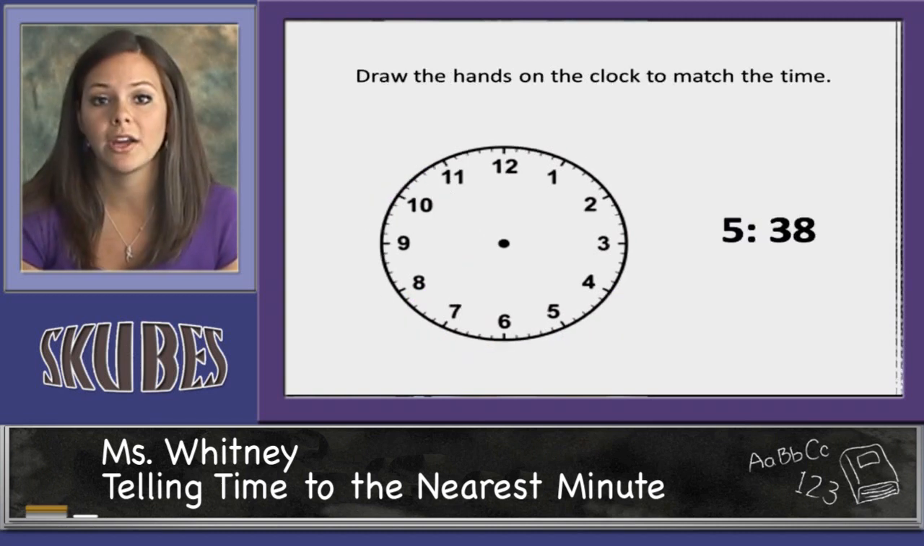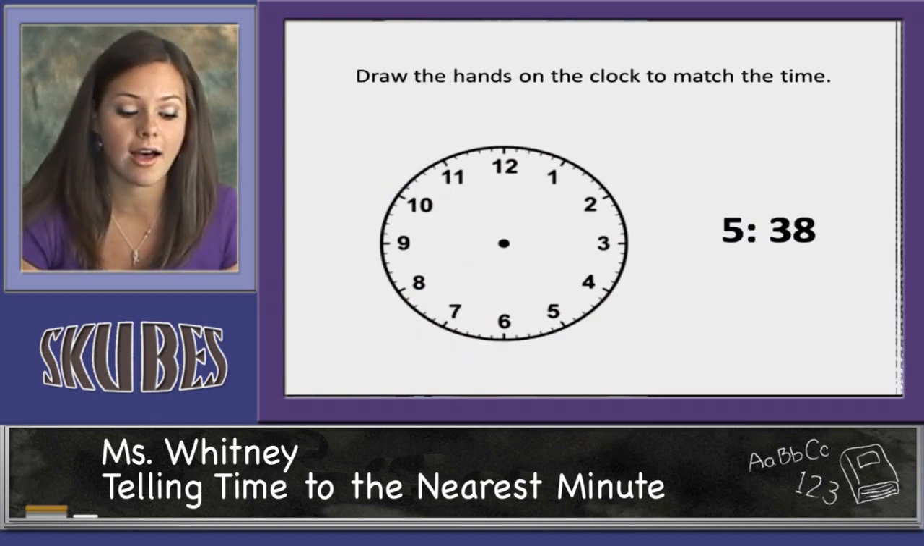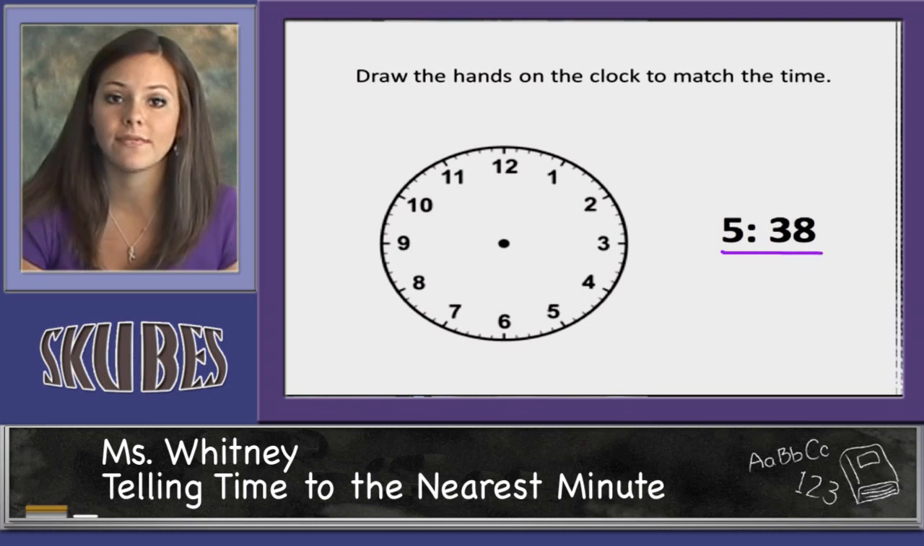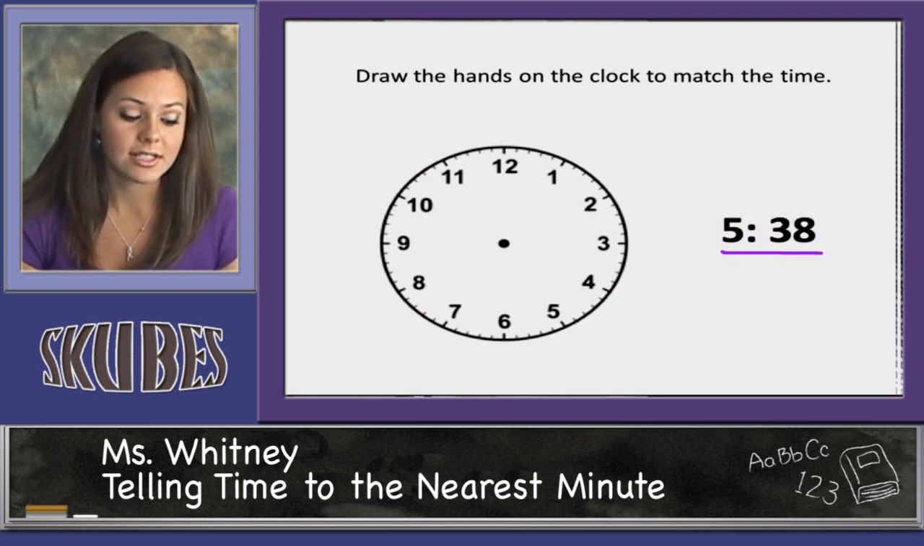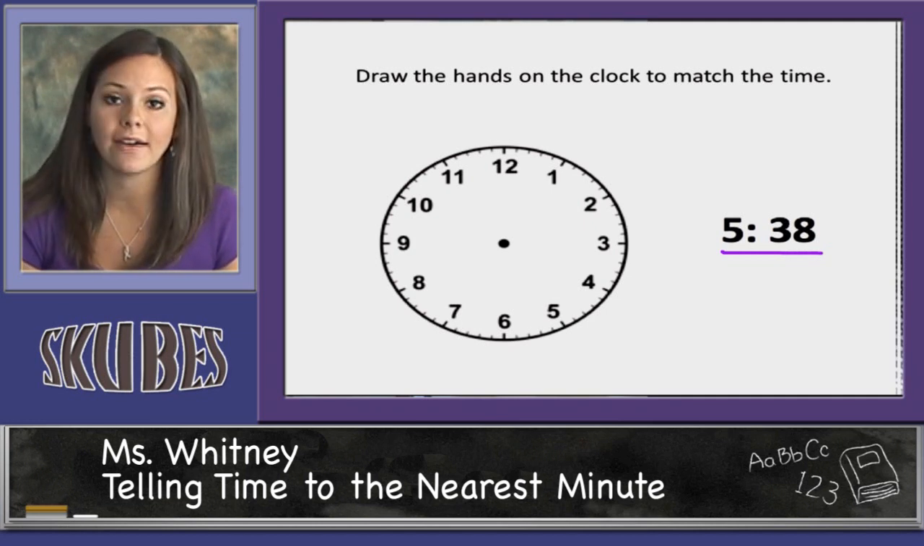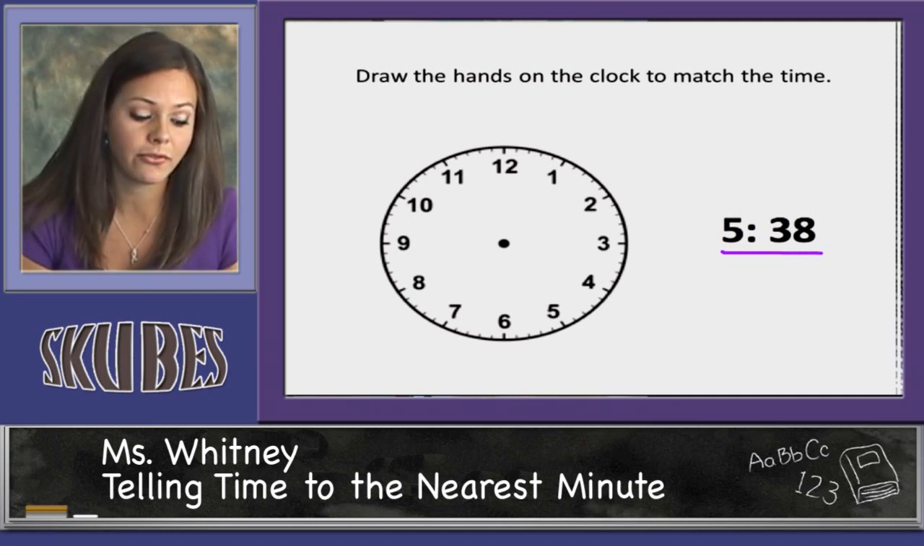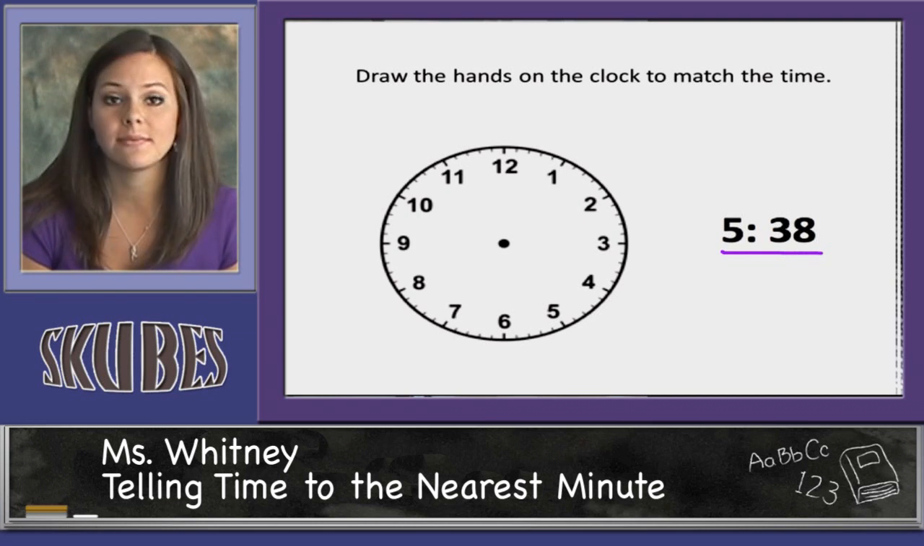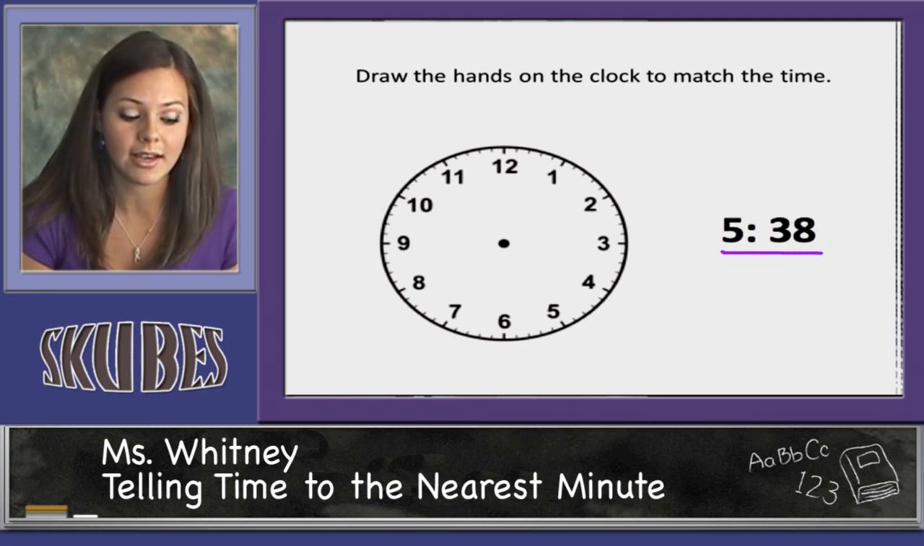In this example, we are going to draw the arrows on the clock. The time is 5:38. So first let's determine the hour. And the hour hand will be after the 5 but before the 6. We have to make sure the hour hand is shorter than the minute hand.